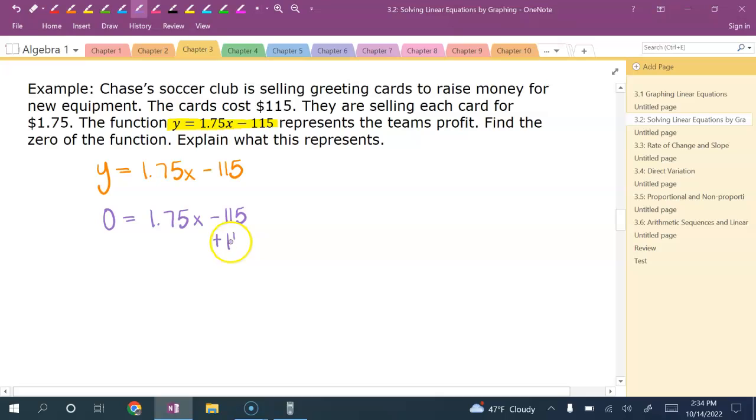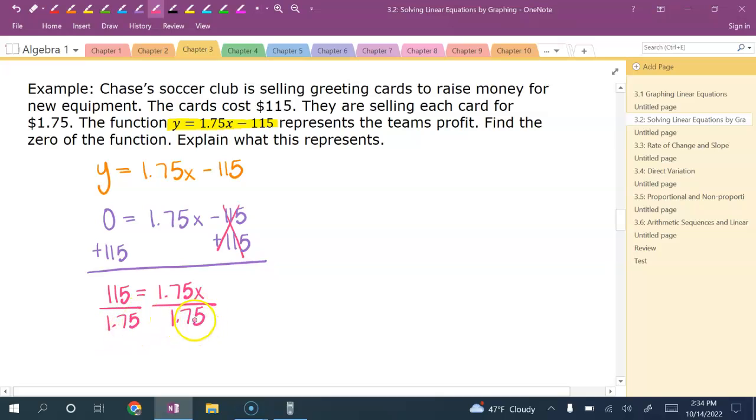So to do that, we're going to add 115 over first. We have 115 equals 1.75x. Then we're going to divide both sides by 1.75. And when you take 115 divided by 1.75, you get 65.7 for your x. So that's what the 0 would be.